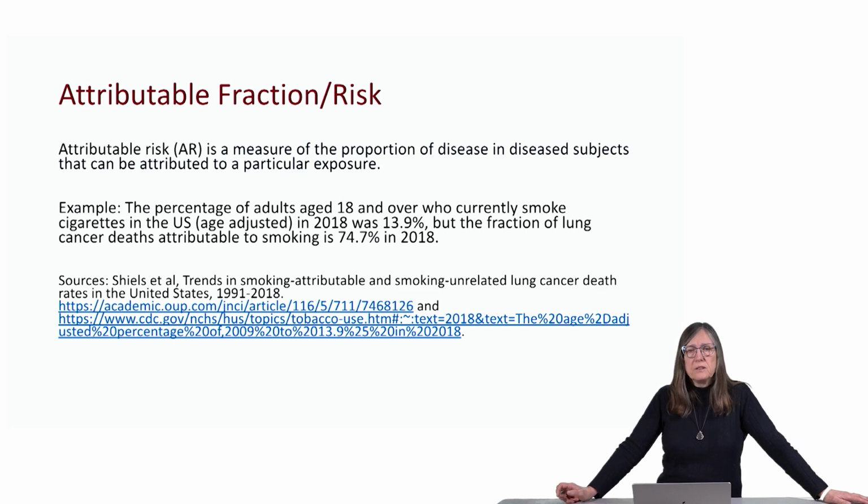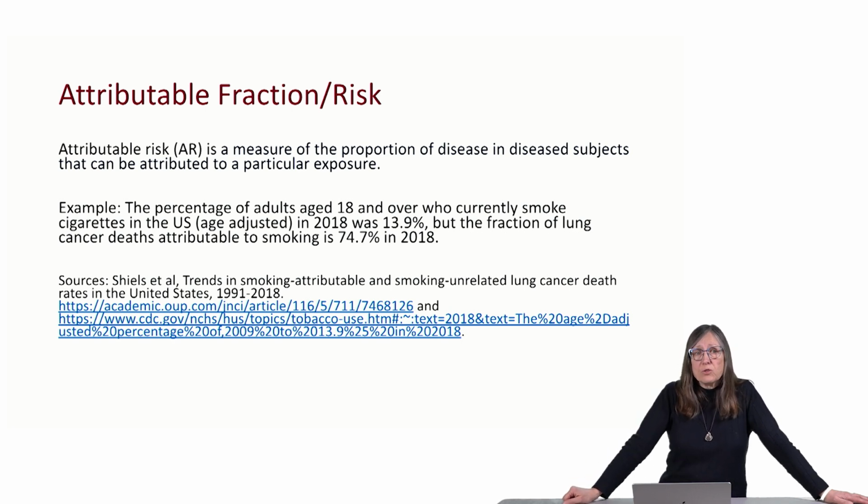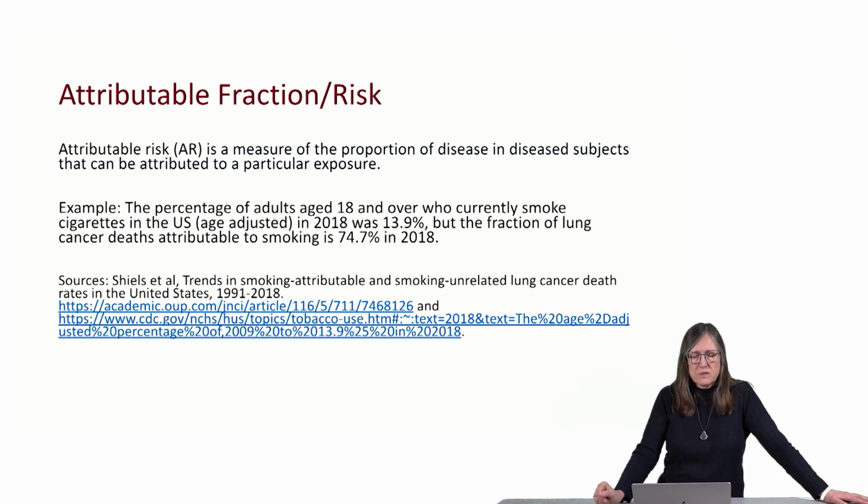An example would be, from our more recent data, the percentage of adults who smoke has been dropping. Aged 18 and over who currently smoke cigarettes, from CDC data in the US, age adjusted in 2018, was 14%. It was much higher than that in the past, and it's been steadily decreasing over time with public health messaging. So only 14%. The fraction, however, of lung cancer deaths attributable to smoking is 75%. So you can see with this high attributable risk for lung cancer that we want to develop campaigns around cigarette smoking.